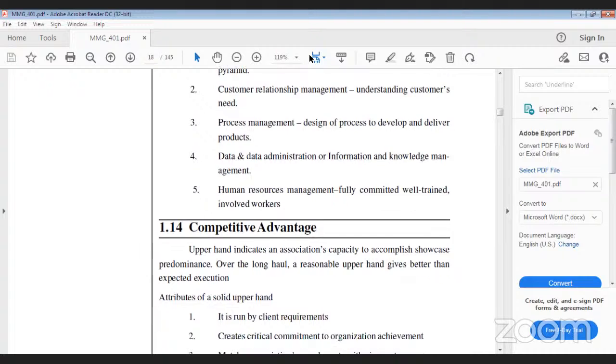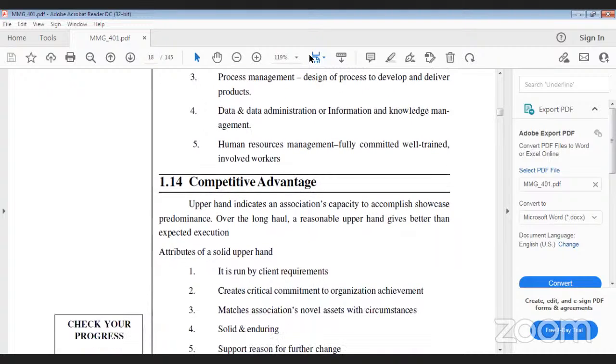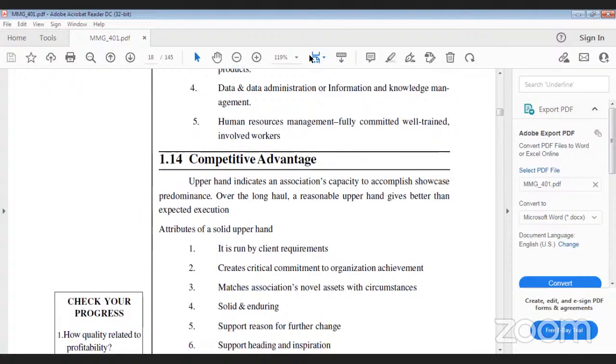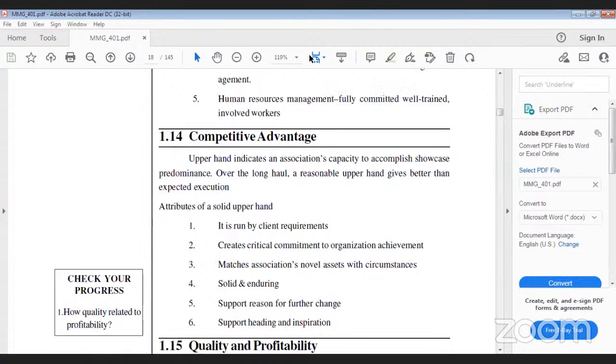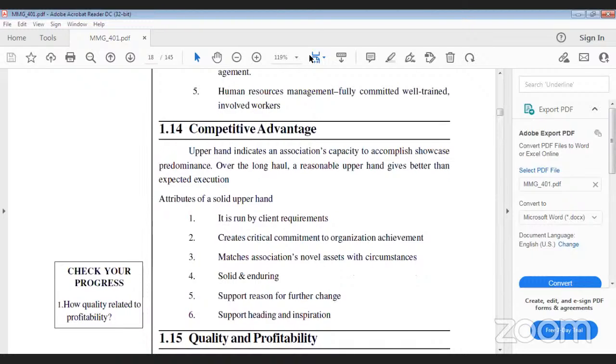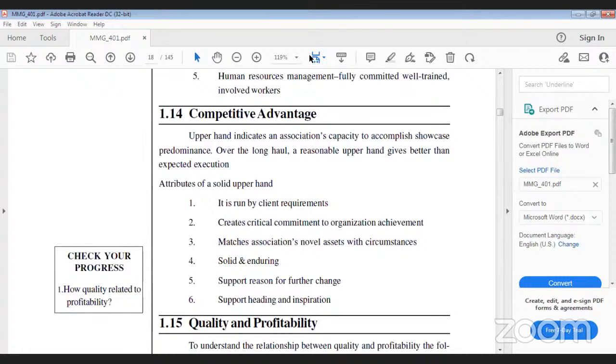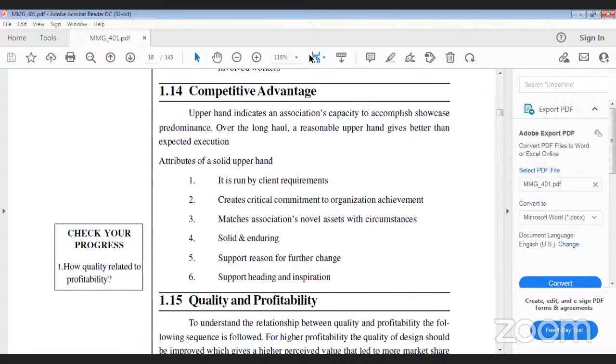Here is also competitive advantage. Competitive advantage indicates the association's capacity to accomplish in the market. Predominance of the overall reasonable competitive advantage gives better than expected performance. There are 6 points about the attributes of a solid competitive advantage. It is driven by the client requirements, it creates the critical commitment, then matches associations, then it is solid and enduring. Fifth is support region, and sixth is support healing and inspiration also.